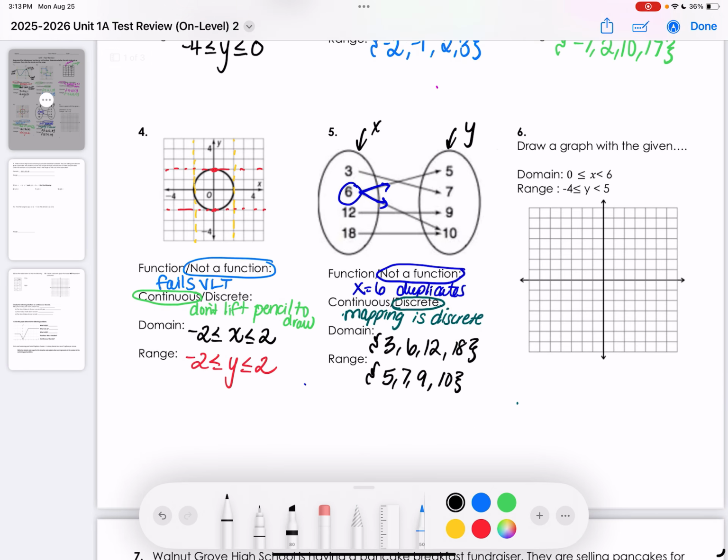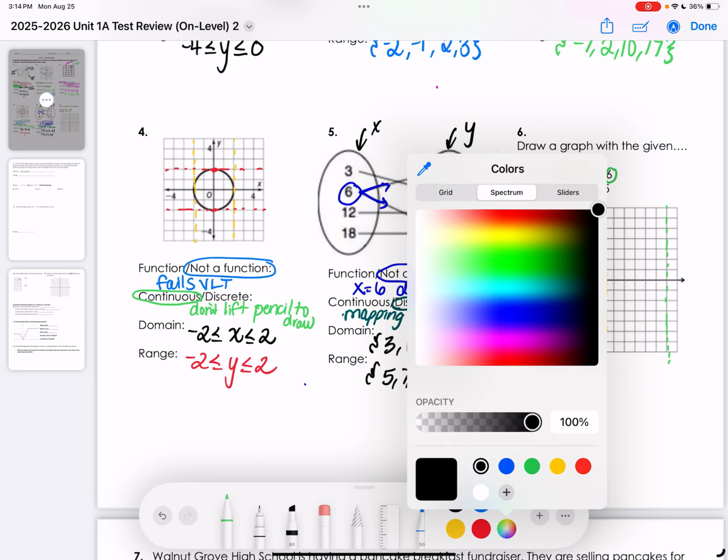All right, number 6. So the lowest value I can have is 0. So when x is 0, it is actually along the x and y axis. The highest value of x I can have is 6. 1, 2, 3, 4, 5, 6. And notice that it's a less than, not less than or equal to. That's going to come in later.